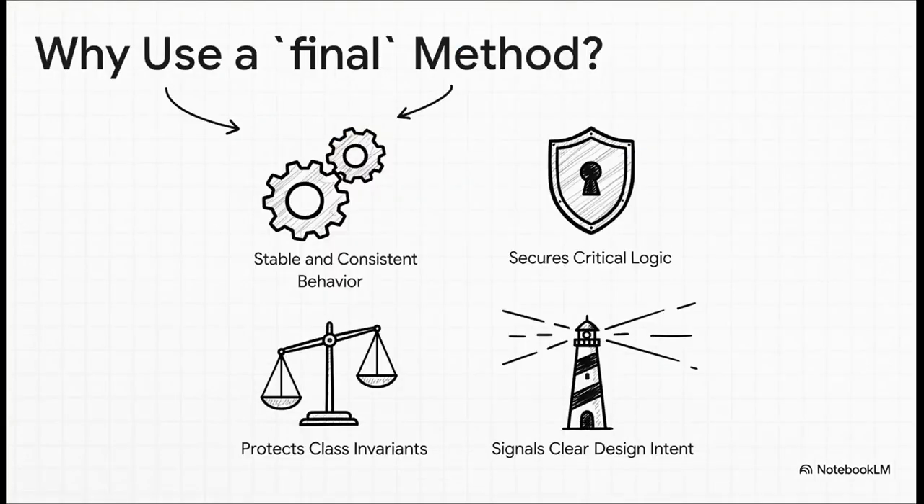Okay, so why would you even want to do this? It all comes down to building code that's stable and secure. Imagine you have a method that handles a critical security check, like validating a user's permissions. You absolutely, under no circumstances, want a subclass to be able to bypass that. Slapping final on that method is your guarantee. It makes it impossible to mess with and sends a crystal clear message to other developers. This logic is essential. Don't touch.